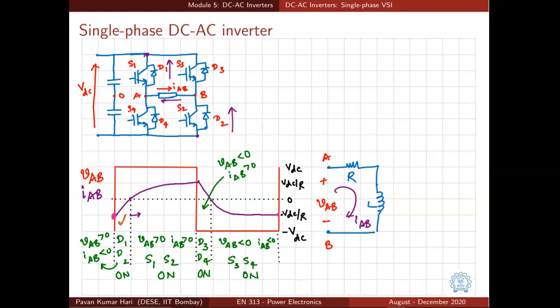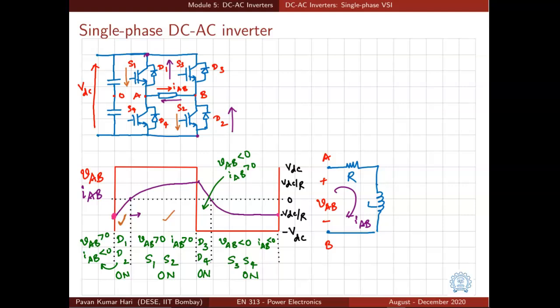Now coming to the second interval. This is the second interval. VAB has to be greater than 0, and IAB has now become positive. Then what will happen? S1 will conduct, and the current flows through S1, the load, and S2 and goes back to the source.